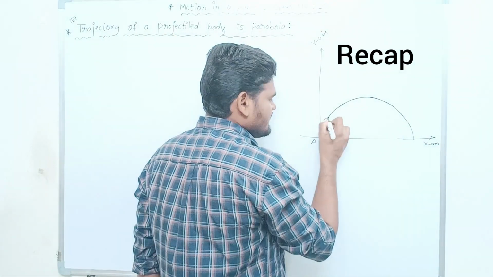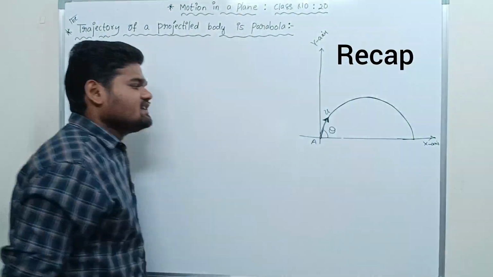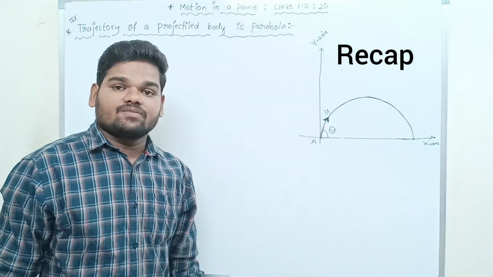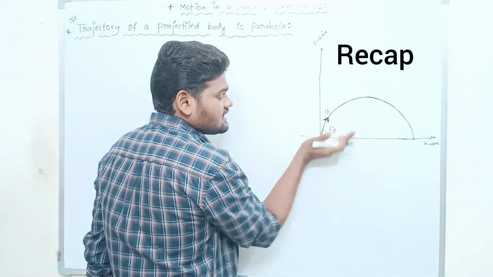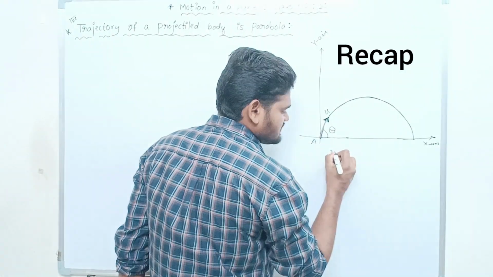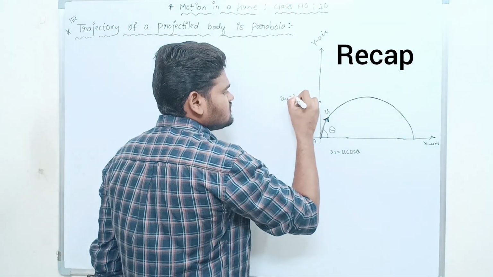So let us consider the initial velocity of the object is u. With this initial velocity, we throw that object into the air at an angle other than 90 degrees with the horizontal, and it makes a projectile motion. This is the x-axis and this is the y-axis. So the velocity component along the x direction, as we know, ux is equal to u cos theta, and the velocity component along the y direction, uy is equal to u sin theta.